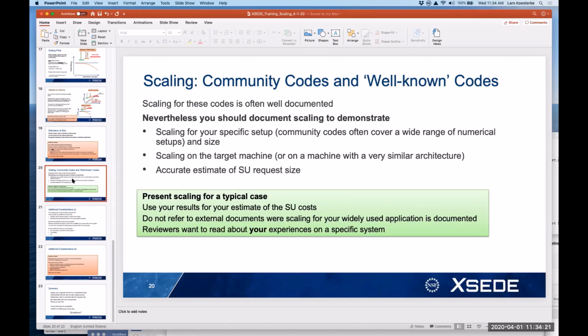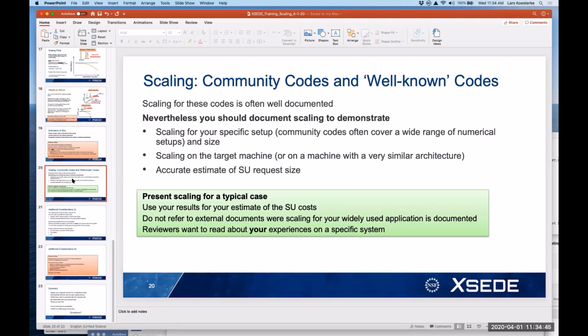You present scaling for your specific setup. Community codes can often do many more things than what you want to do, and so reviewers cannot be sure that for your specific setup, the scaling that they have in mind, that they have read from different publications, will apply.